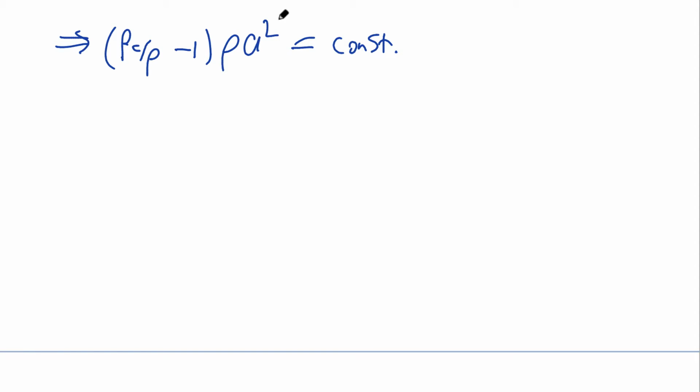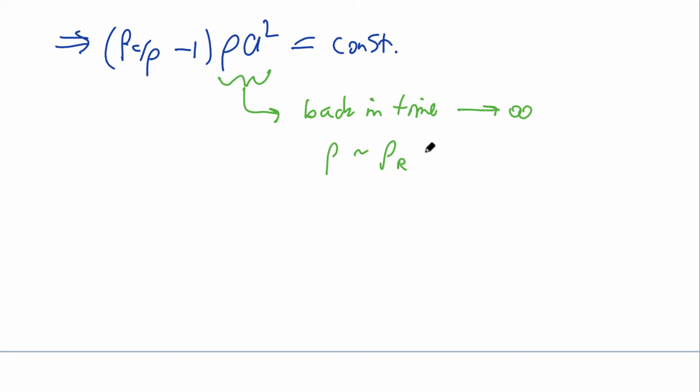Now here's the problem. The product of this factor and this factor remain constant in time. But as we go back in time, this factor goes to infinity. Remember, rho is going to be dominated by radiation in the past, and this is proportional to 1 over a to the fourth. So a squared divided by a to the fourth is going to blow up as a shrinks to 0. So this factor goes to infinity. It's multiplied by this factor, which must then go to 0 as we go back in time.